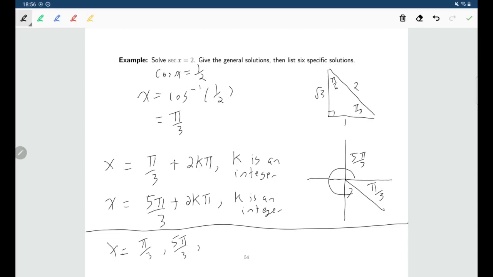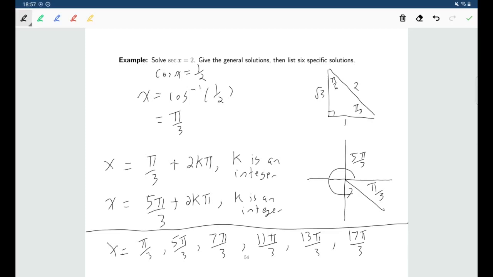If k were equal to 1, you would have pi over 3 plus 2 pi, which is 7 pi over 3. You would have 5 pi over 3 plus 2 pi, which is 11 pi over 3. If k were 2, you would have pi over 3 plus 4 pi, which is 13 pi over 3, and you would have 5 pi over 3 plus 4 pi, which would be 17 pi over 3. And I could keep going as far as I wanted. In fact, I could also do negative values for k, like -1, -2. So these are 6 specific solutions. Those are the 6 that I came up with.